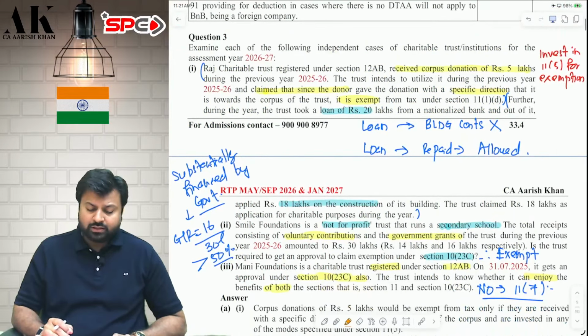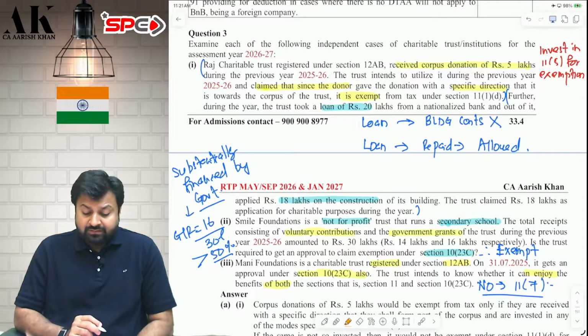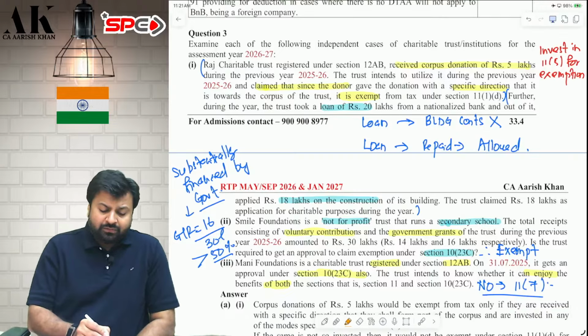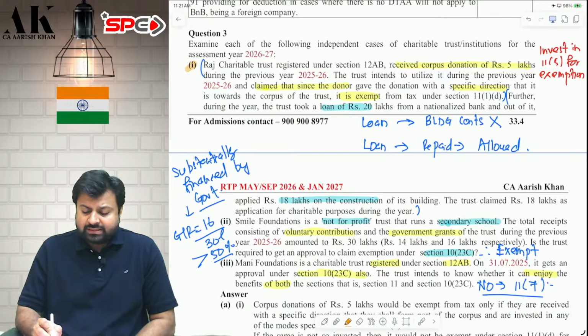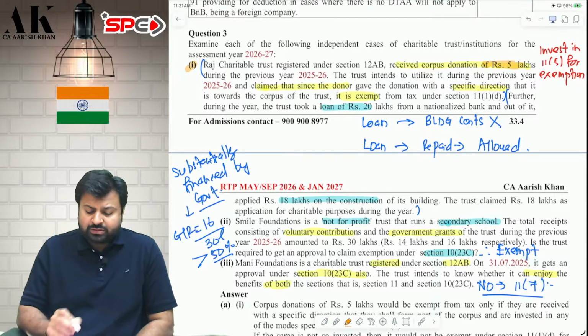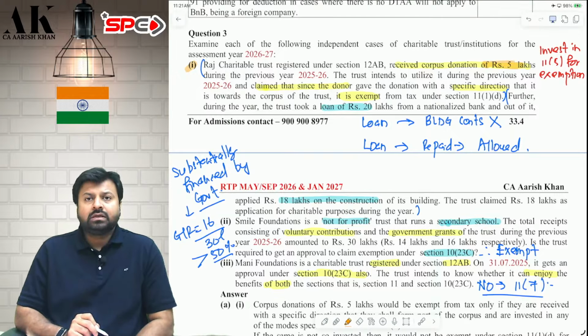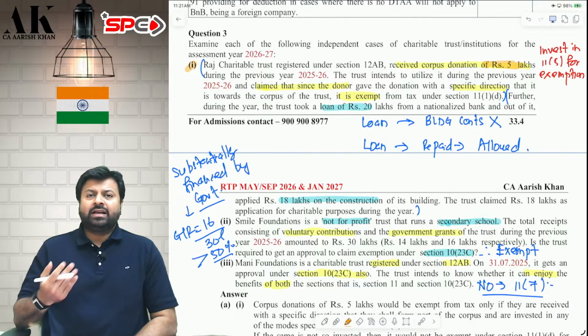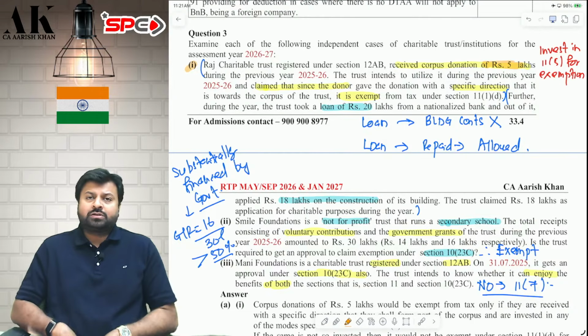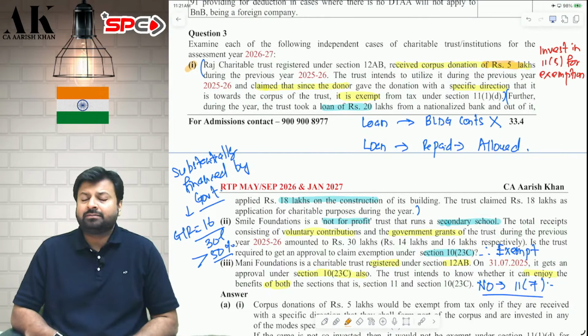Now let's move on to the third question. Question number 3, which is on charitable trusts. In part 1, there are 2 parts. A charitable trust has received 5 lakh rupees as a corpus donation. Now the trust is making a contention that because they have received a corpus donation, that is fully exempt. It's not like that.